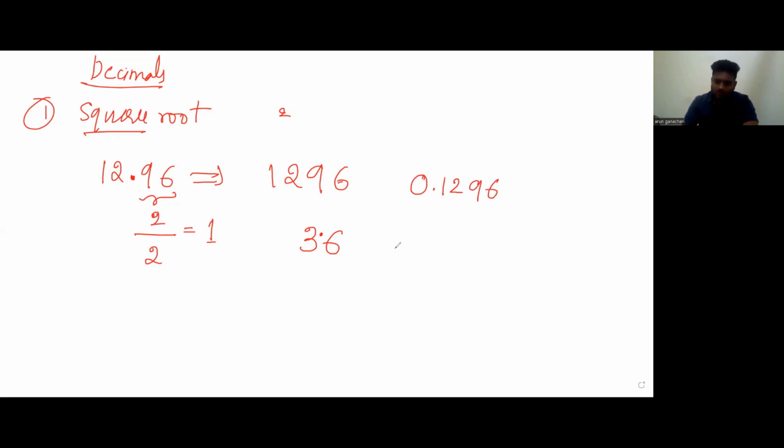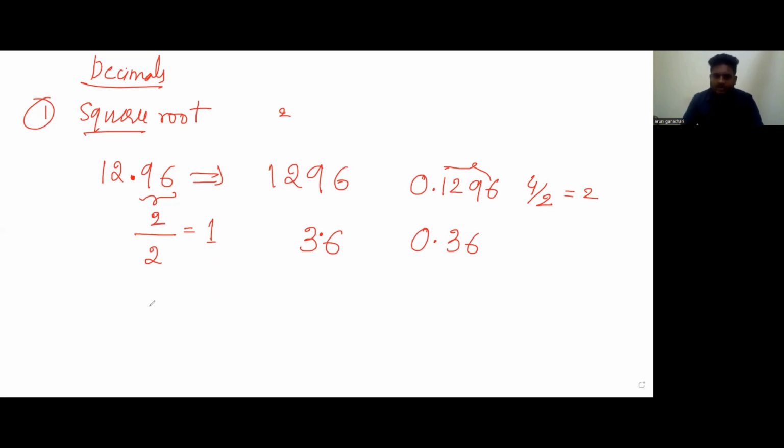If the number was 0.1296, what will we do? Now we will find the square root of 1296. It is 36 again. Yes or no? We'll take out the decimal, then we'll find the square root as if the decimal was not there. Now, how many digits do we have after the decimal? 4. I will divide by 2 because we are finding the square root. So how many digits should my answer contain after the decimal? 2 digits. 4 by 2 is 2. So I will place the decimal. Your answer is 0.36.